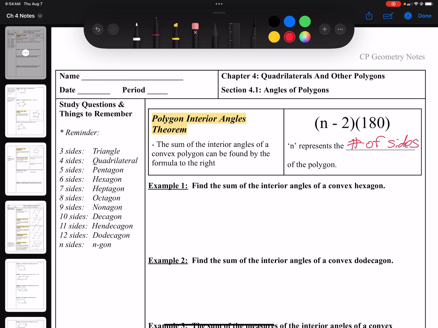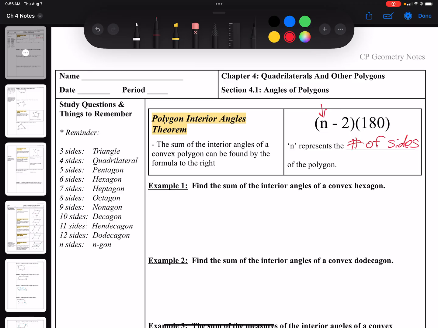Now let's see if that works. Remember, a triangle, the interior angle sum was 180. How many sides does a triangle have? 3. So if I plug that in here for n, what's 3 minus 2? 1. What's 1 times 180? 180. Seems to work.